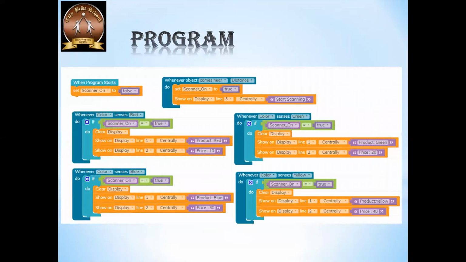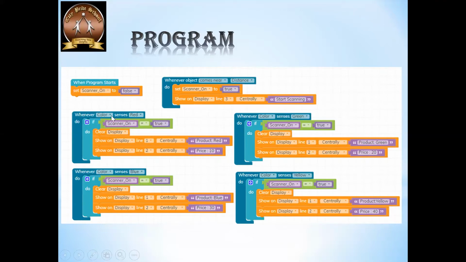So what is the logic behind the program? As I told you, when the program starts, set scanner off. That means scanner off is a variable. We are going to use a variable and we are giving it the condition as false. That means the scanner should be off, so nobody is near the distance sensor. But when someone comes near the distance element, the scanner will automatically get on and it will show on display start scanning. After this only our color sensor will get activated.